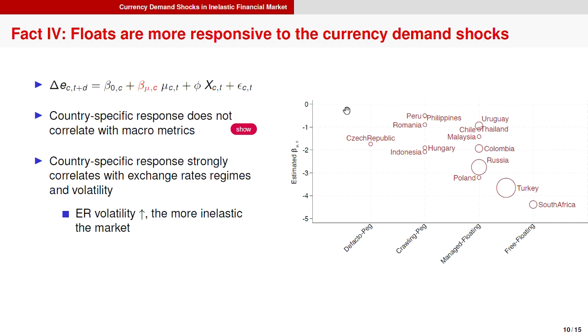And the horizontal axis is the regime of exchange rates classified by the Rogoff and Reinhart framework, all the way from de facto peg on the left to free floating. So you can see there's a very clear downward sloping trend. The larger the response of the exchange rates to a currency demand shock, meaning that their financial market is more inelastic, the more floating the regimes are. And also we used the size of a circle as the volatility of exchange rates. So the more inelastic financial markets are, the larger the size of the circle.